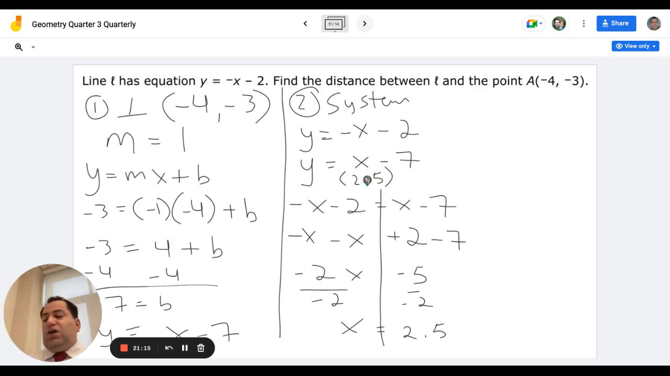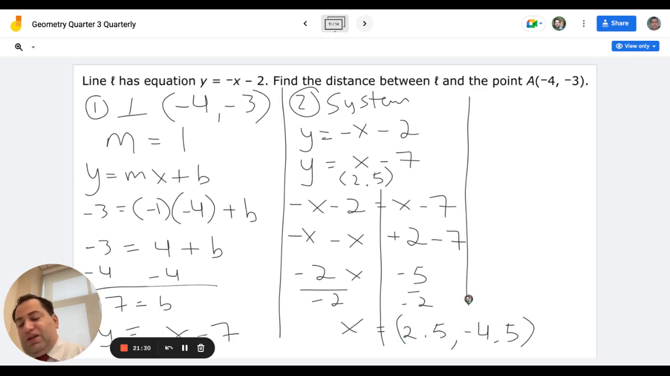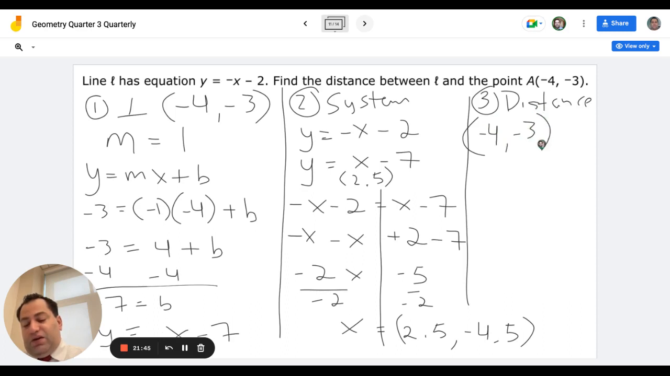Okay, so we got 2.5 minus 7 here, and we're going to get negative 4.5. Okay, so that's our point. Now part 3 is we have to find the distance between our original point, that's negative 4, negative 3, and our new point, 2.5, and negative 4.5.